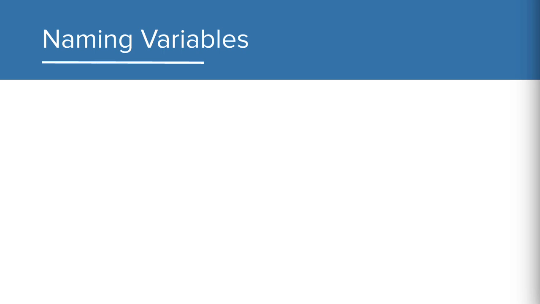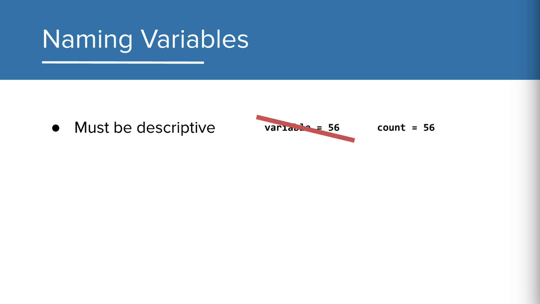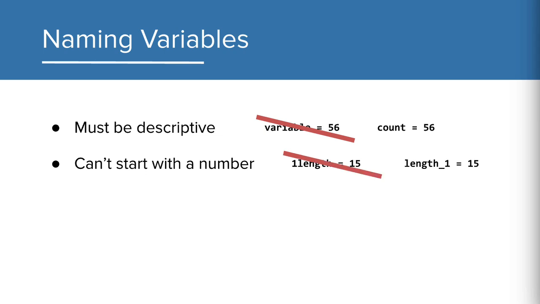The last thing we need to talk about is how to name a variable. There are a few simple guidelines to follow here. Variable names must be descriptive, meaning the name must describe what the variable is representing. Having a variable named variable means nothing, whereas count is telling us what it is doing. Variables can't start with a number, and most often should start with a lowercase letter. Instead of 1length, change it to length_1.